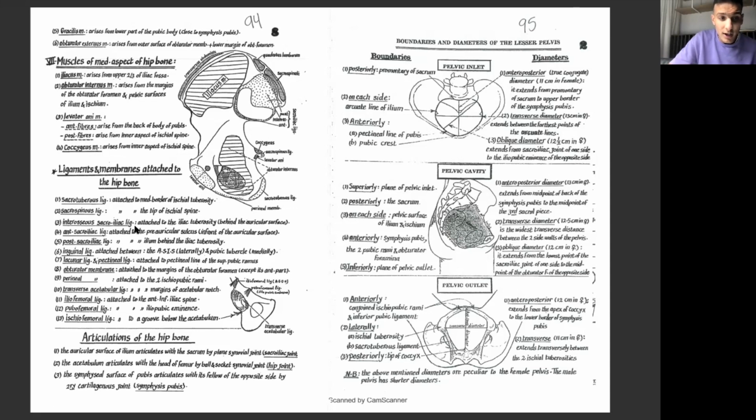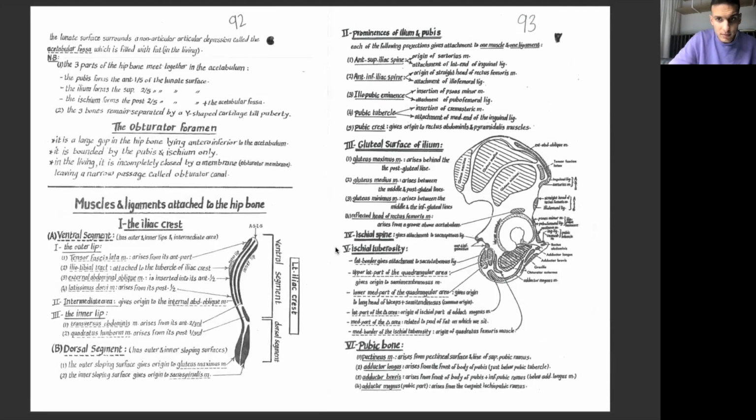Interosseous sacroiliac ligament. Remember, the sacrum and the iliac, this glues those two bones together, called the interosseous sacroiliac ligament. Anterior sacroiliac ligament. Remember, iliac, sacrum, anterior. The posterior sacroiliac ligament, posterior. The inguinal ligament attaches to the ASIS laterally and the pubic tubercle medially. Remember, as I said, ASIS.